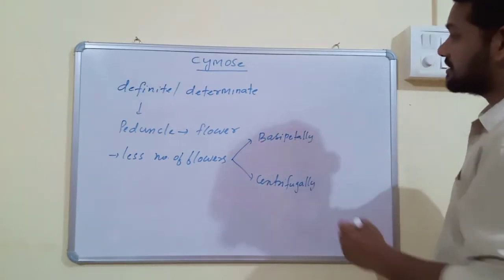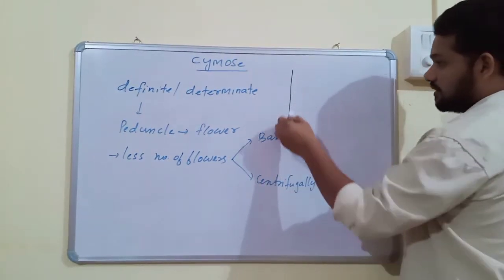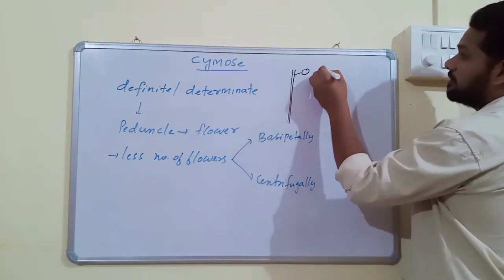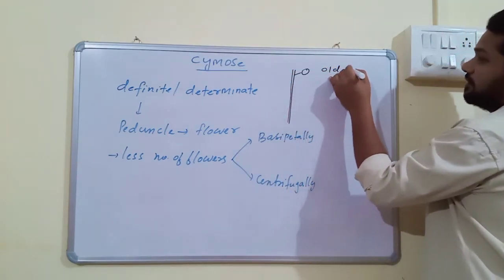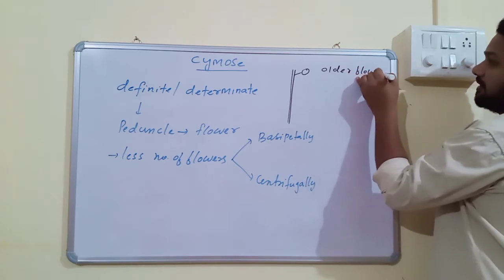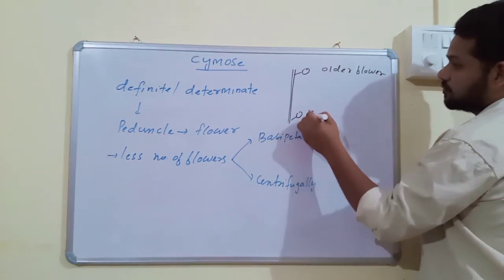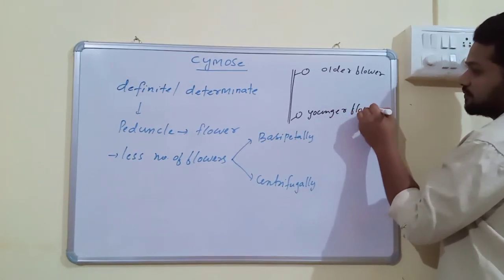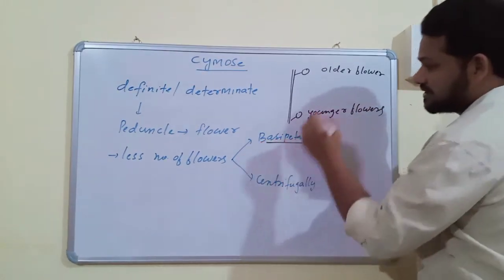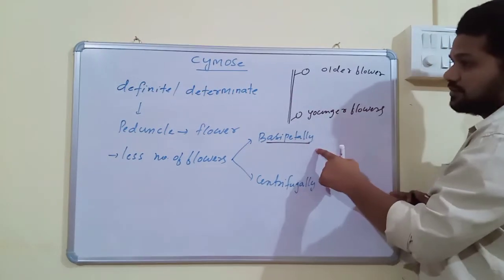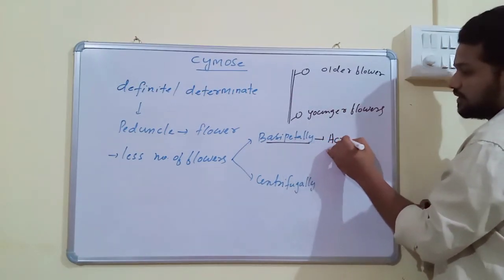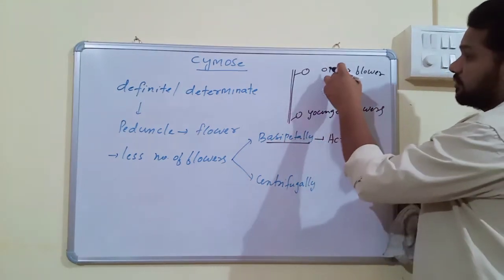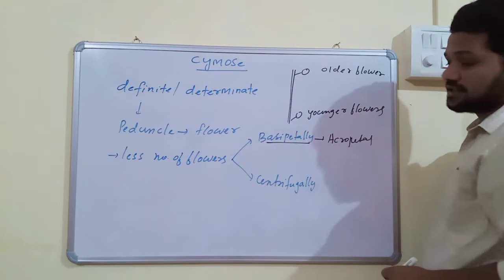In basipetal succession, the peduncle is always elongated. On an elongated peduncle, if the older flowers are towards the apex and the younger flowers towards the base, this arrangement is known as basipetal arrangement. Basipetal is exactly opposite to acropetal, in which older flowers are at the base and younger flowers towards the apex.